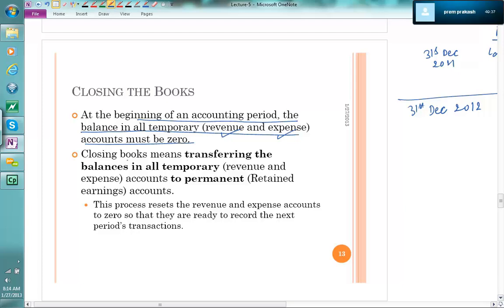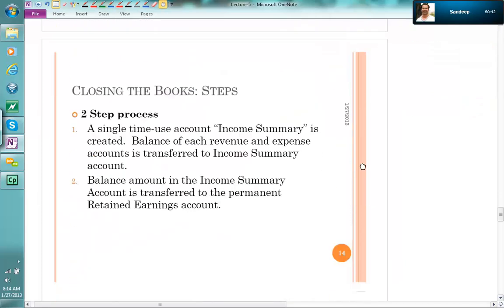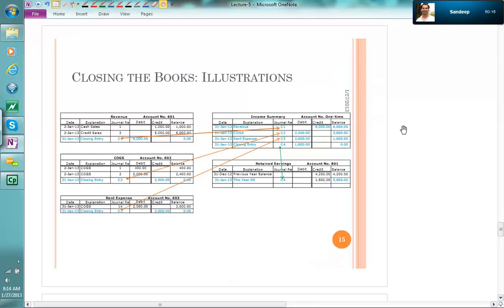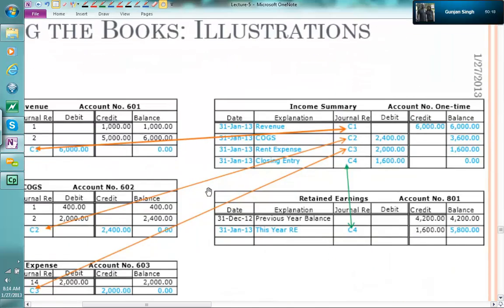So closing the books, what is the meaning? Transferring the balances in all temporary accounts to permanent accounts. In the narrow sense, you transfer all the revenues and all the expenses into the retained earnings account, which is a permanent account in the balance sheet. This process resets the revenue and expense accounts to zero so that they are ready to record the next period's transactions. Before we talk about all those things, let's look at a particular example. This will give you a better idea.